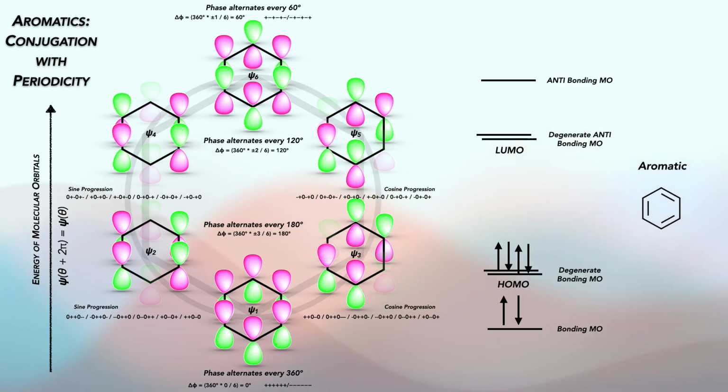With 6 p orbitals, the phase advances by 60 degrees. Two degenerate bonding orbitals exist, and both are fully filled. Benzene here is the ideal case, and this is the most stable topology. There is no phase strain, and there are no partially occupied degenerate orbitals. Benzene is not special because it's common. It is common because it is topologically optimal.